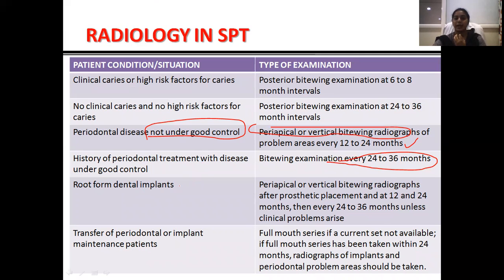Next, in case of implants, when root form dental implants are placed, radiographs are taken every 12 to 24 months. Unless a problem arises, you should not take them earlier, and if there is no problem, you take them again at 24 to 36 month intervals.